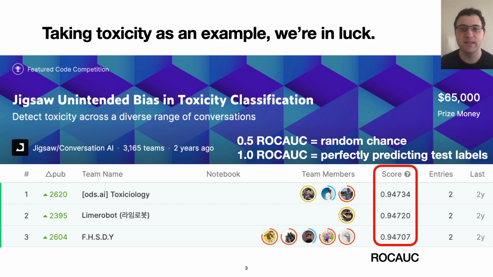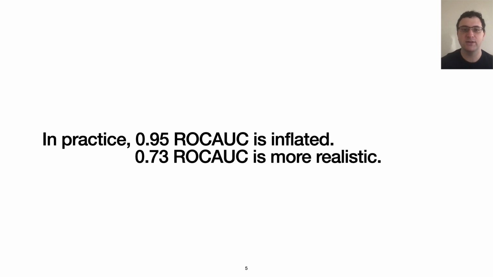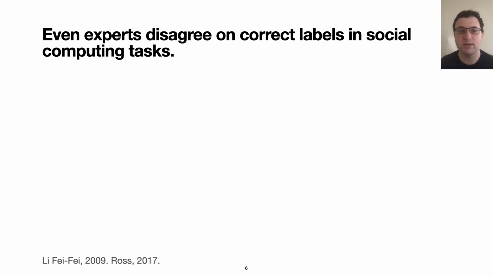For instance, in this popular toxicity detection task on Kaggle, models achieved up to 0.95 ROC AUC. And these high scores can make people feel pretty safe about using these classifiers in their systems. In this talk, we're going to demonstrate that 0.95 ROC AUC score is inflated, as are many scores in social computing tasks. We're going to show you that this specific score should actually be closer to 0.73, a much less convincing number. So what's going on here?